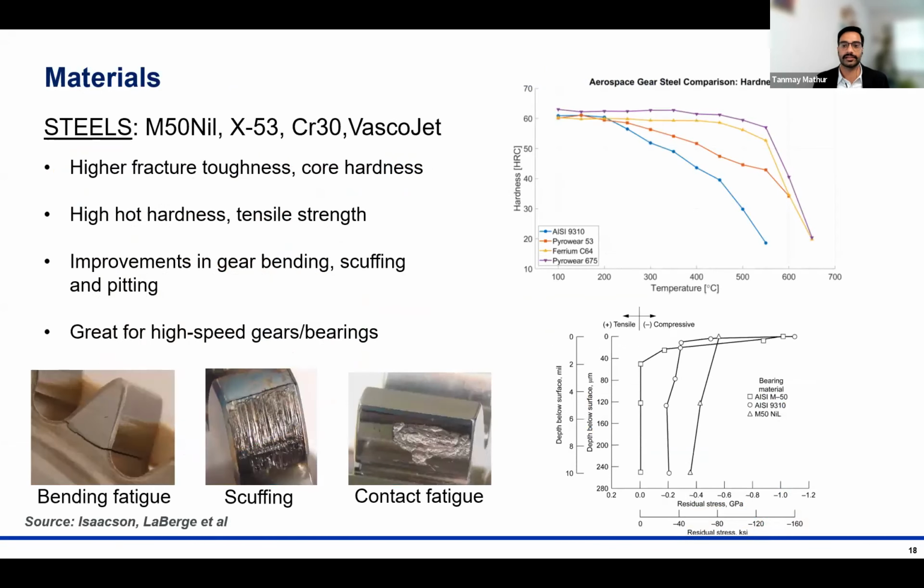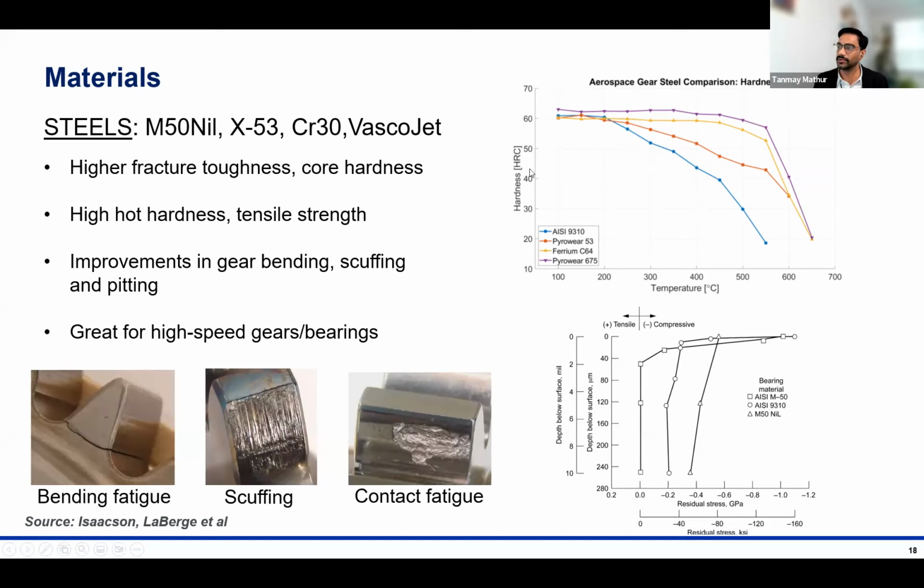Okay, newer materials are also enabling increases in the power density compared to the baseline 9310 steel materials, which are used for aerospace gears currently. So these new materials offer you higher fracture toughness. New materials meaning new kinds of steels produced using different methods like vacuum induction melting, vacuum arc remelting. So these kinds of steels have a very high core hardness, a higher fracture toughness, and also a very high hot hardness.